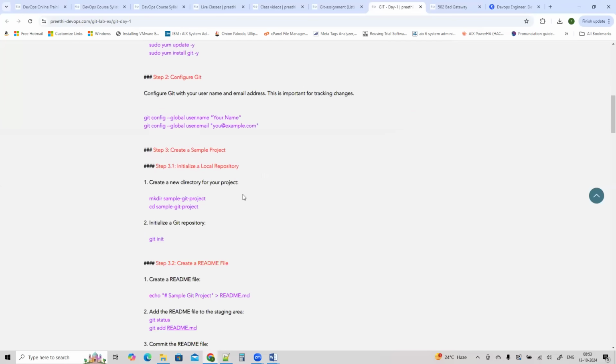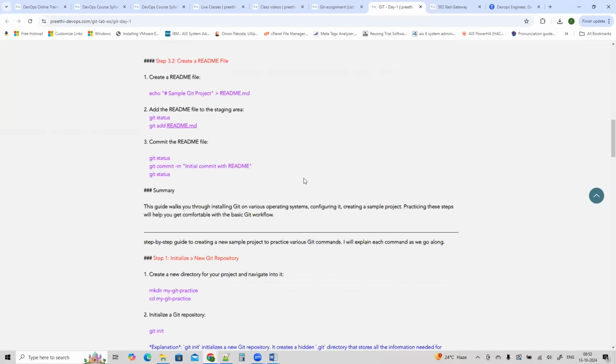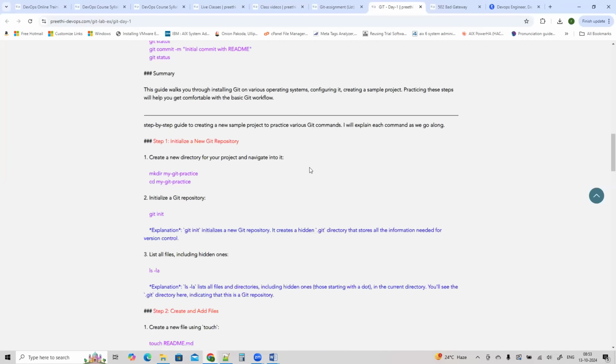But it is better to type all these things and understand what mkdir is, what cd is, what git init is, what it will do. You just need to understand that. So there's no need to spend more time writing notes and preparing the steps. It will help you a lot.